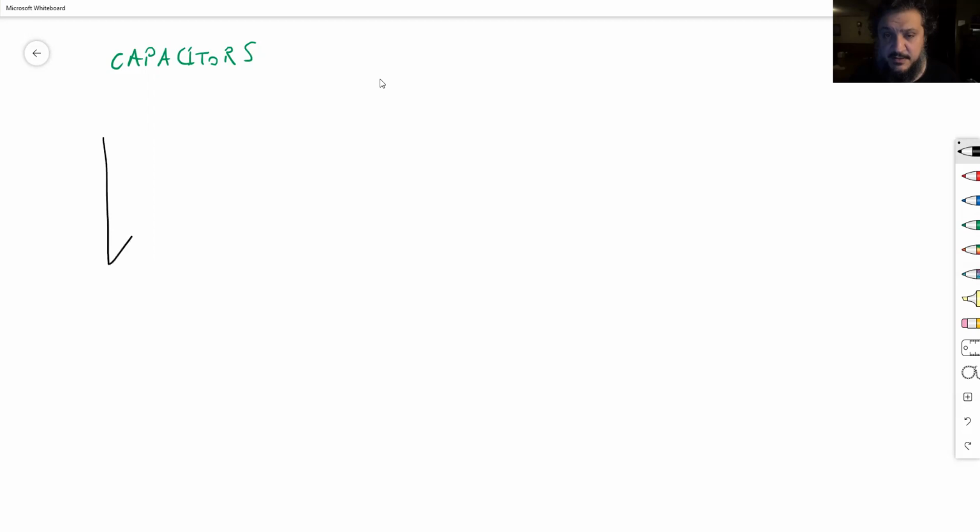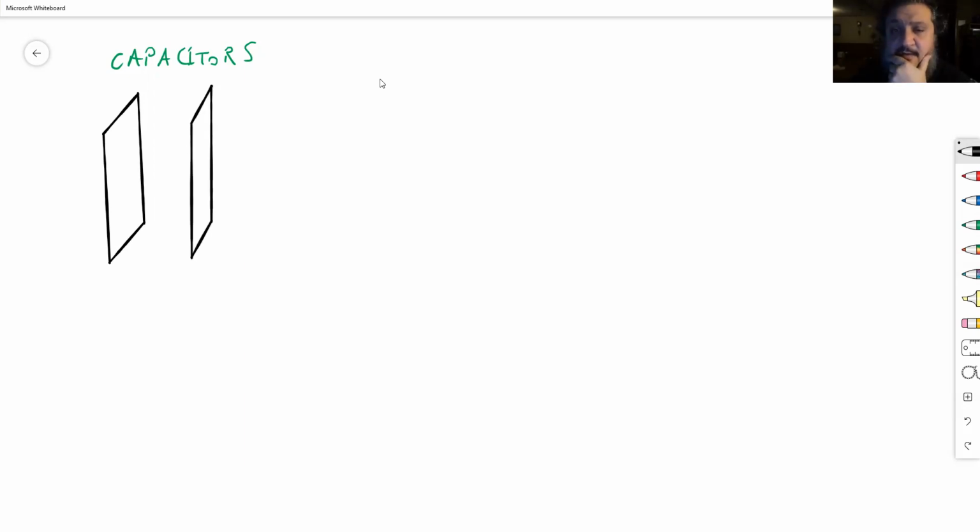Suppose a rectangular shaped metal plate right next to an identical shaped conductor like this, and somehow you've managed to put charge on these two plates. So we have, let's say, positive charges on the left hand side, and on the right hand side we have negative charges.